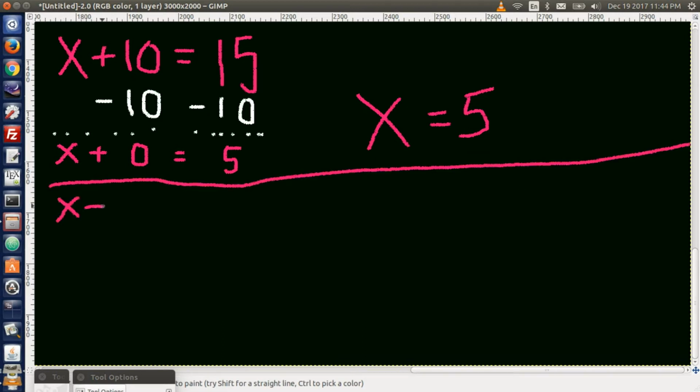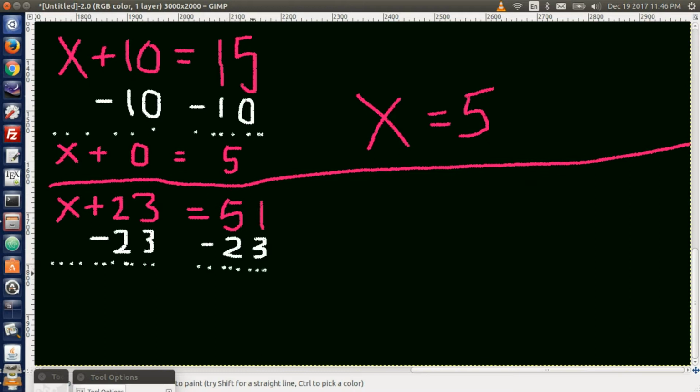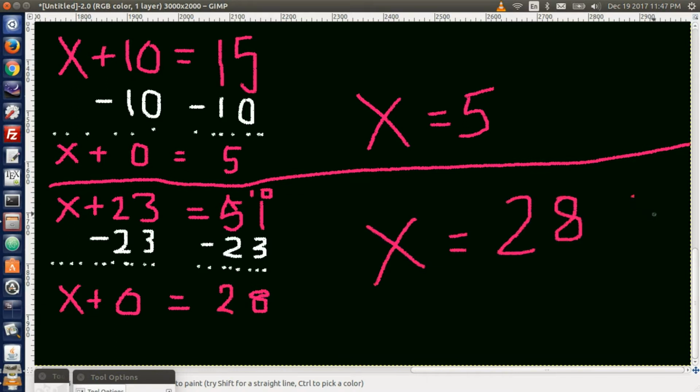So let's say now we have x plus 23 is equal to 51. So to get x by itself, you subtract 23 on one side and subtract 23 on the other side. So then we have x plus 0 is equal to, borrow a 10 there, so we have 11 minus 3 is 8, and then now we have 4 minus 2 is 2. So x is equal to 28.